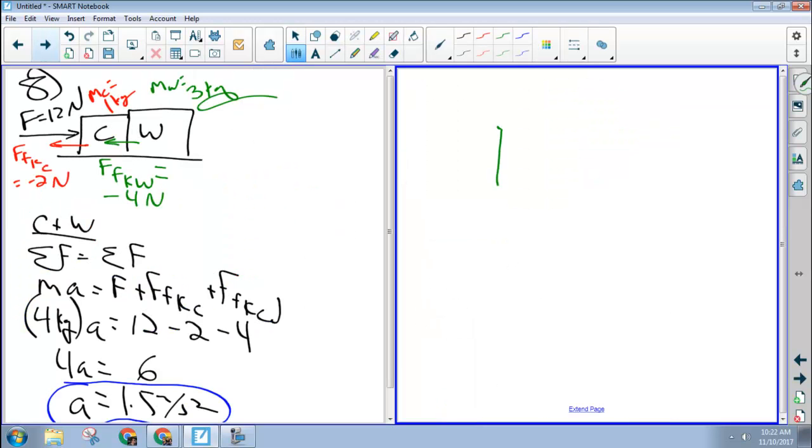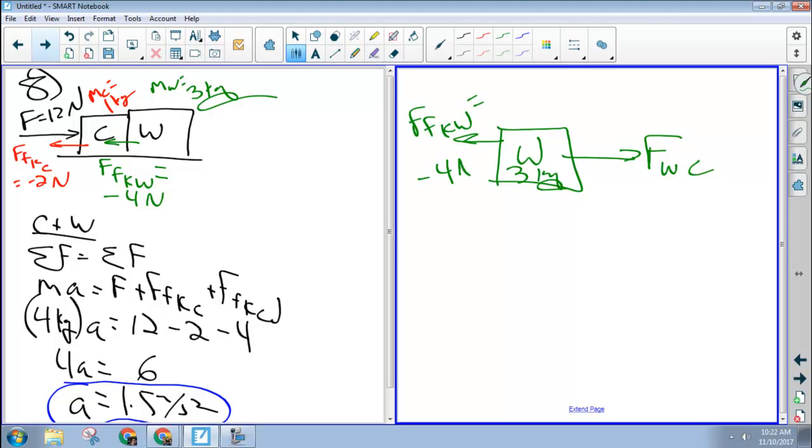Okay, so Wheaties. So here's my Wheaties box. 3 kilograms. So what forces are on it? Just the force of the Cheerios, right? So the force on the Wheaties from the Cheerios. That's what we're trying to find, right? Oh, there's also friction. Thank you. I totally would have forgotten that. So our force of friction kinetic on the Wheaties is -4 newtons. And what other important piece of information do we know about the Wheaties? We know the acceleration is 1.5 meters per second squared.